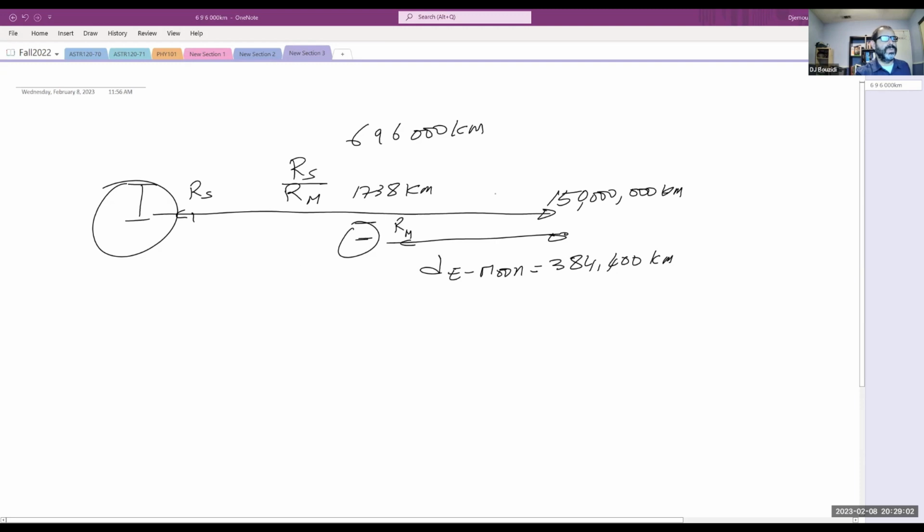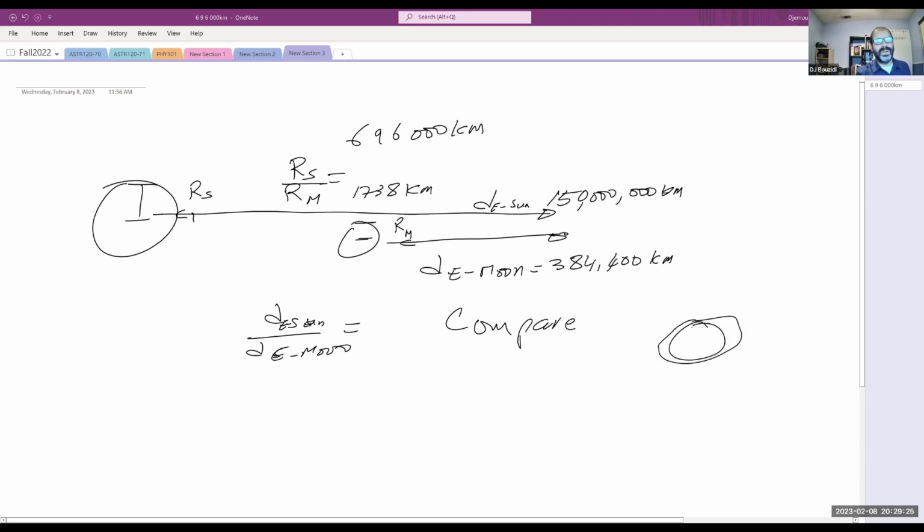What you do in this case is the distance from the Earth to the sun divided by the distance from the Earth to the moon. And you're going to find a number. So here you're going to find a number, here you're going to find a number, and compare the two numbers. Okay. That, in a sense, justifies the fact that the moon during a solar eclipse will cover entirely the sun.